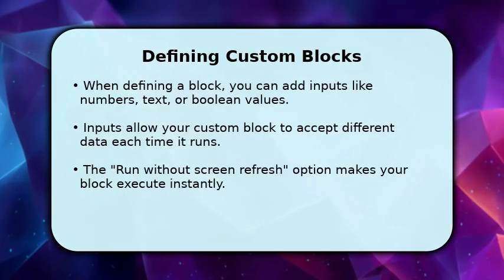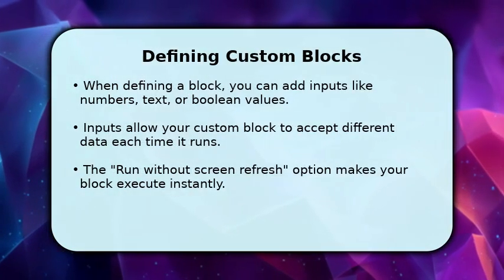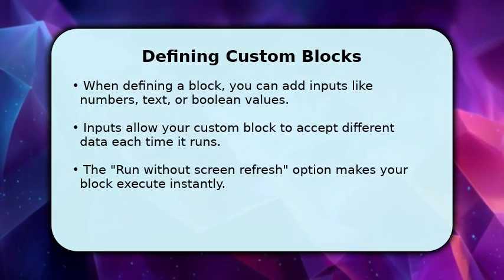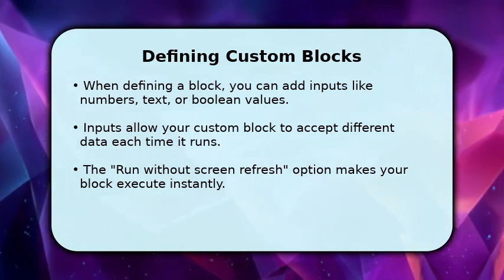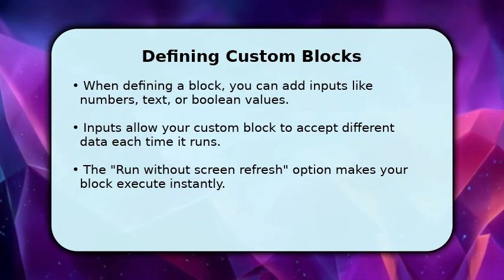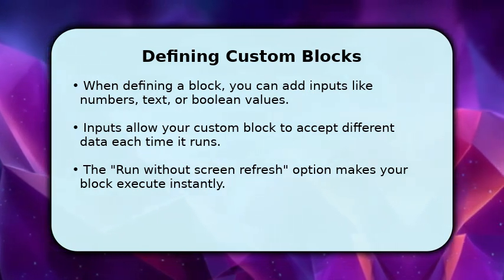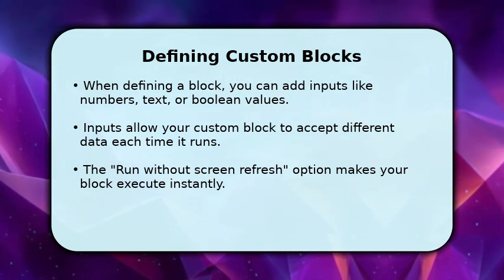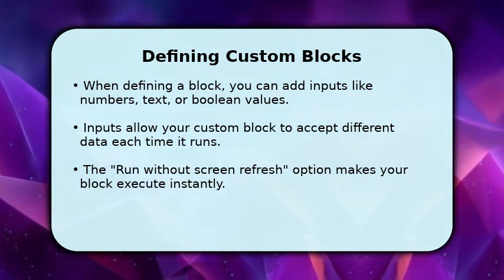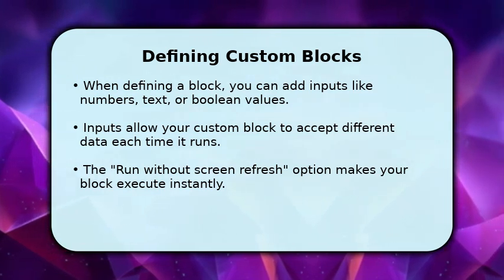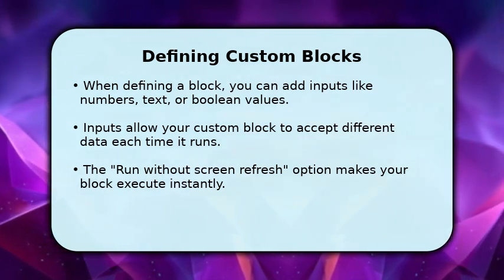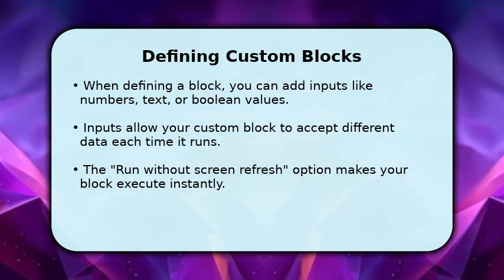When you define a new block, a window appears where you can name it and add inputs. These inputs, such as number or text, Boolean or string, allow your block to be flexible and accept different values each time it is called. For example, you might add a number input for a move steps block. Also, consider checking the Run Without Screen Refresh option for blocks that perform quick, sequential actions, as this can significantly speed up your project's execution.